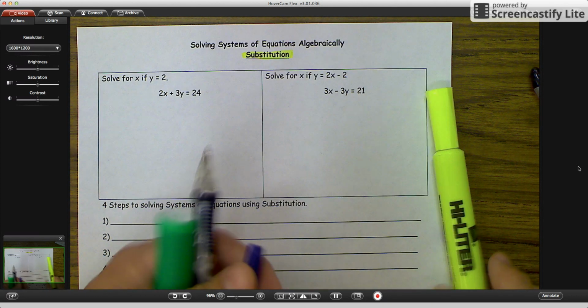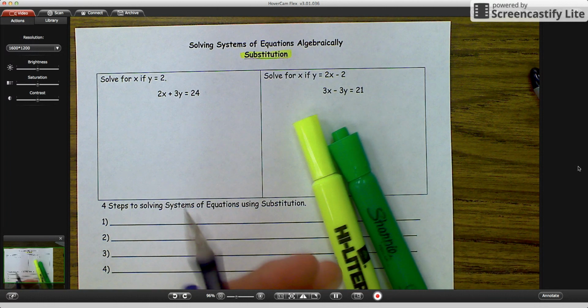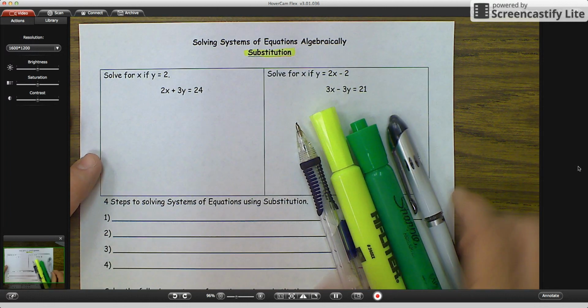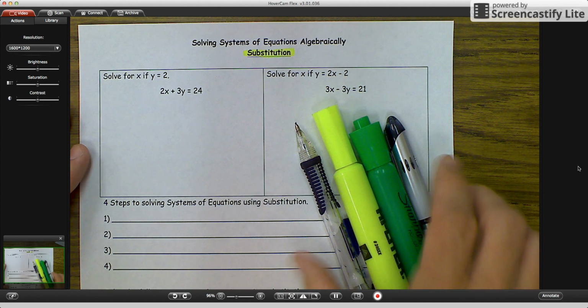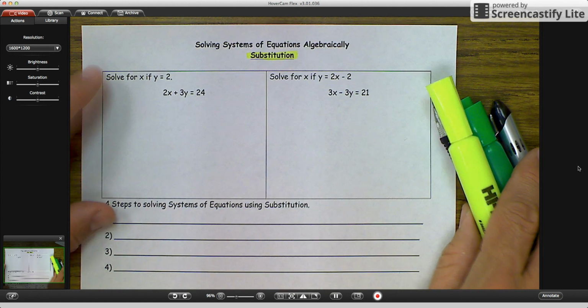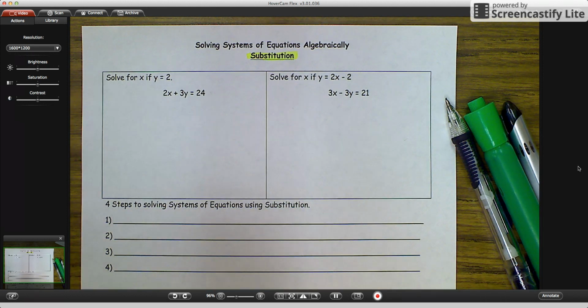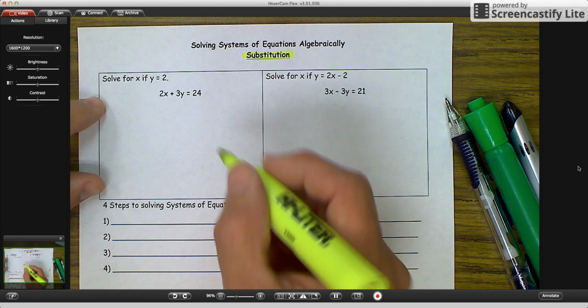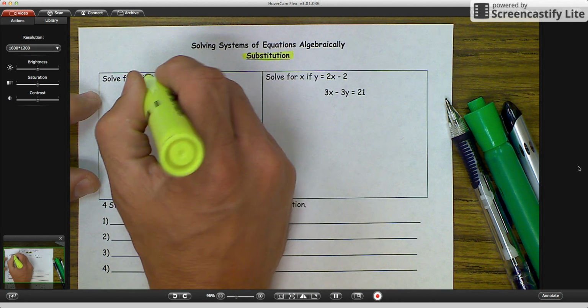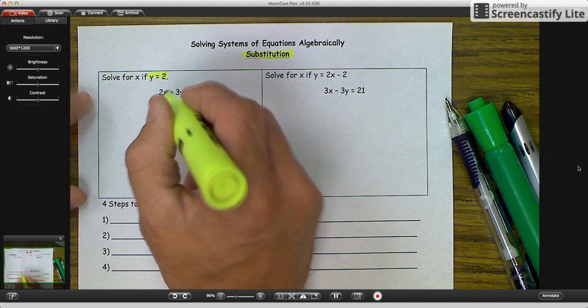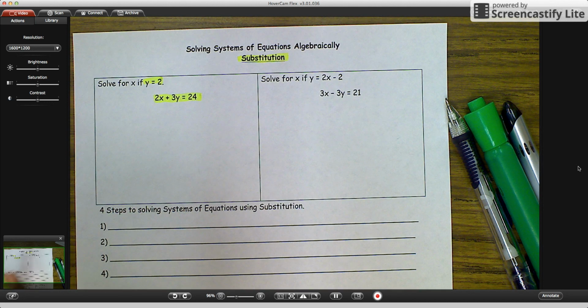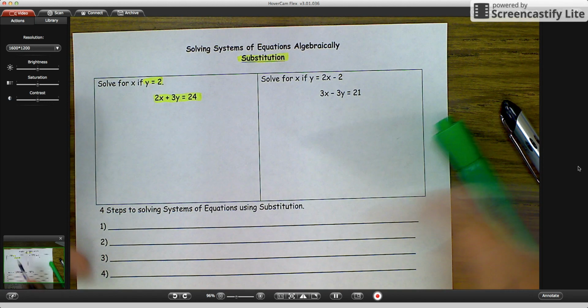Of course, I have my yellow highlighter, I'm going to have a green highlighter, I'm going to have a pencil, and I'm going to have a black felt tip pen. So let's get started. So in the first example, we have solve for x if y equals 2. Okay, this is our first equation. And then we have our second equation. And it tells us that y equals 2, which is very simplistic.